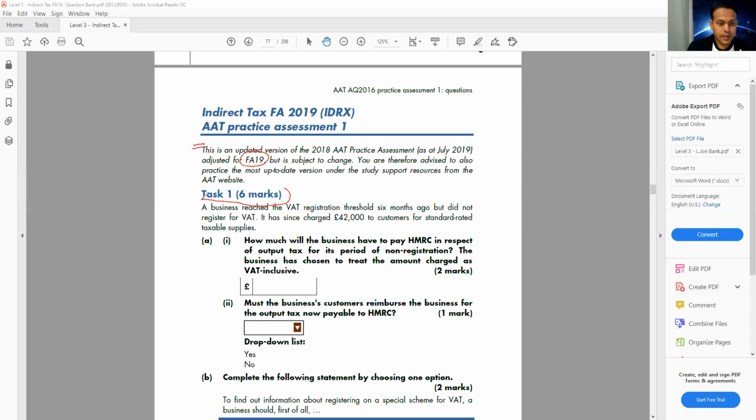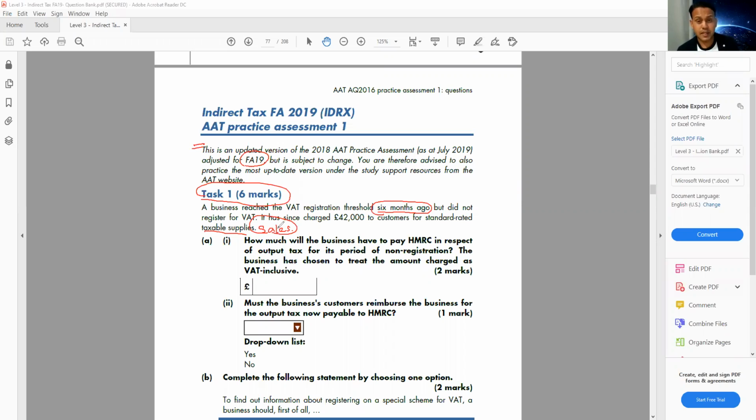Okay, task one. Task one is for 6 marks. Let's read this question. It says a business reached the VAT registration threshold 6 months ago, but did not register for VAT. It has since charged 42,000 to customers for standard rated taxable supplies. Taxable supply means it sells.